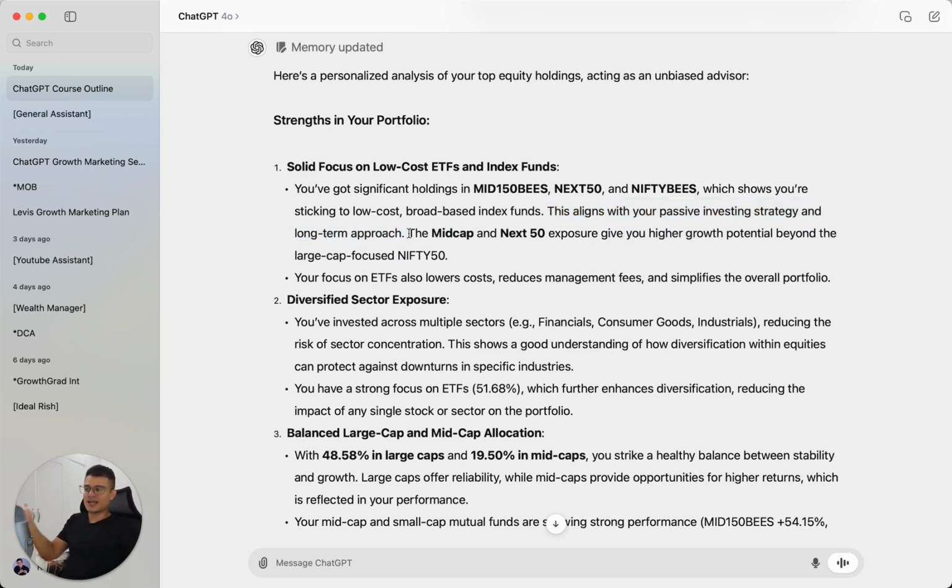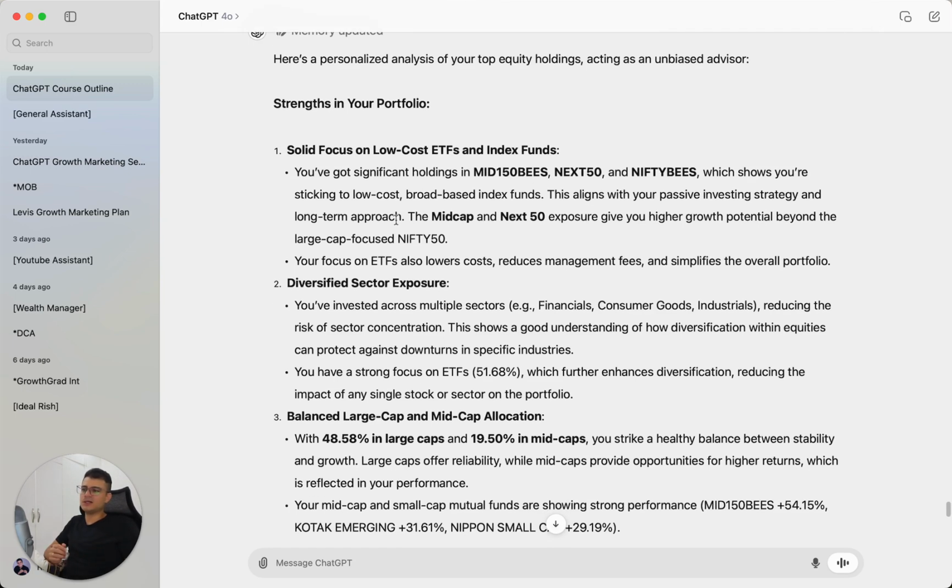Now, by the way, it does know a little bit more about me from before. So it's not that everything that I've told here is the only thing that ChatGPT knows. There's more information that I've given it before, so maybe it's taking data from there. The mid-cap and next 50 exposure gives you higher growth potential, because if I was doing only Nifty 50, then it would have probably categorized me as a super safe investor, which is what a financial advisor would also do.